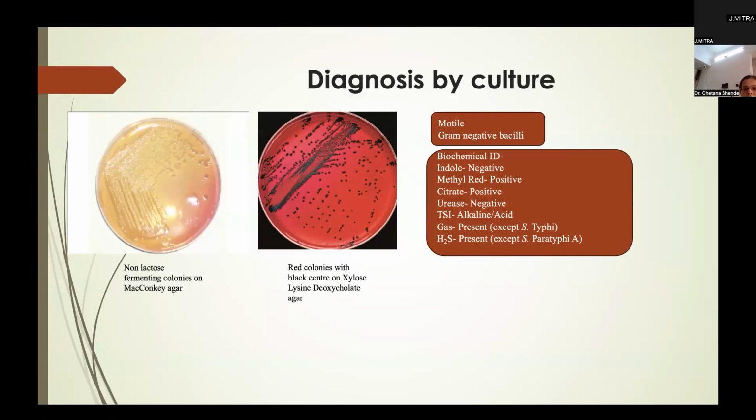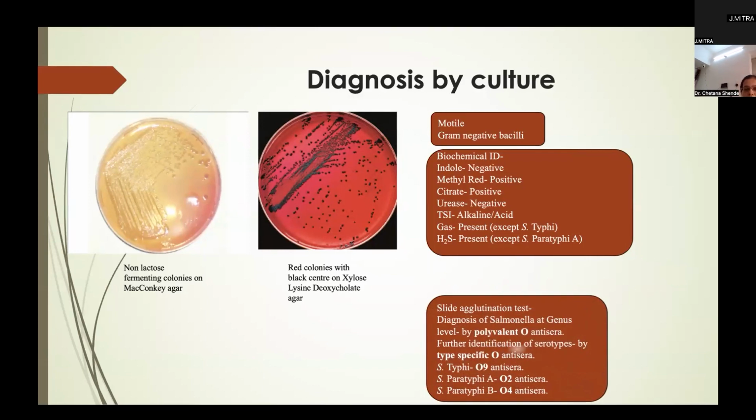By biochemical identification, these can be easily identified. Here are certain clues for the biochemical identification of Salmonella. They are indole negative, methyl red positive, citrate positive, urease negative. They produce an alkaline slant and acid butt reaction on triple sugar iron agar, and gas is produced by all the Salmonella except Salmonella typhi, as it is anaerogenic. Abundant hydrogen sulfide is produced except by Salmonella paratyphi A.